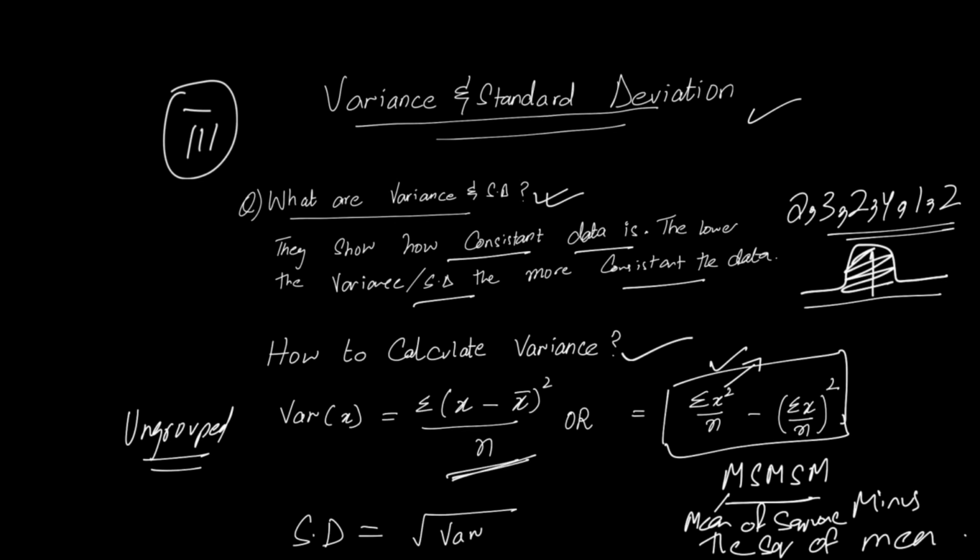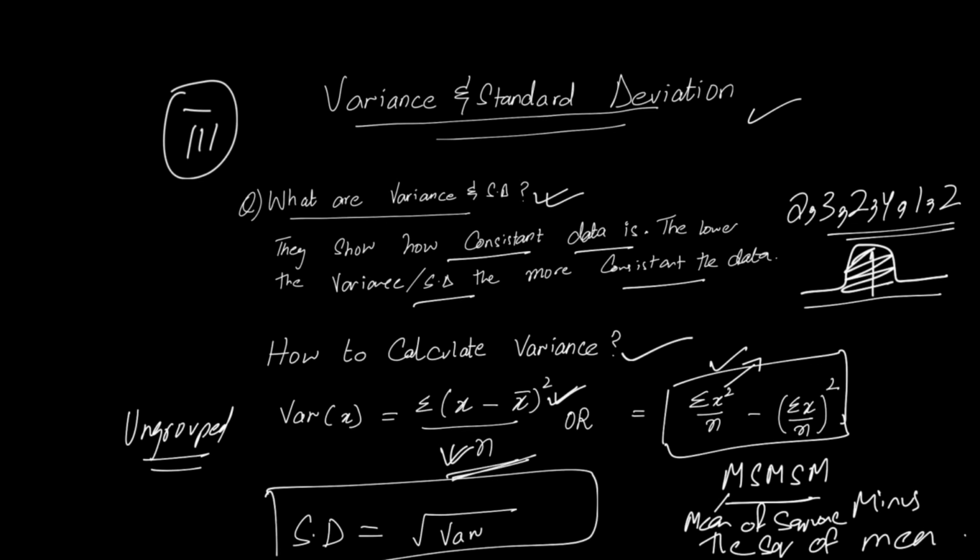Okay, there's another way of doing this, which is that we sum (x minus x bar) whole square. We sum all of this and divide by n, which is the number of items in the data, and we get the variance. Standard deviation is just the square root of variance. So first you take out the variance and then you square root it to find the standard deviation. So this was how to take out variance for ungrouped data.